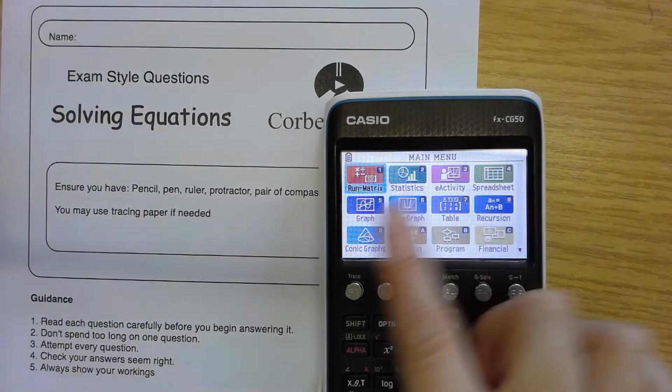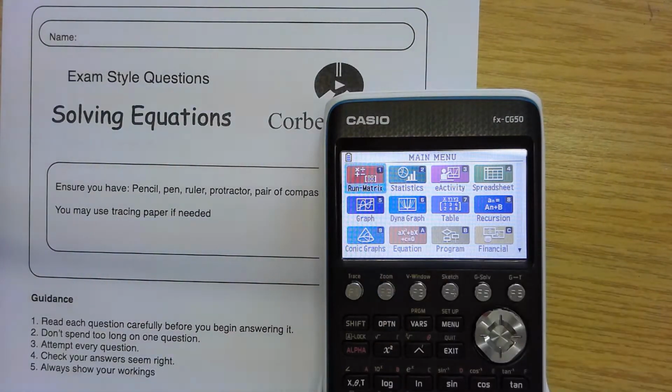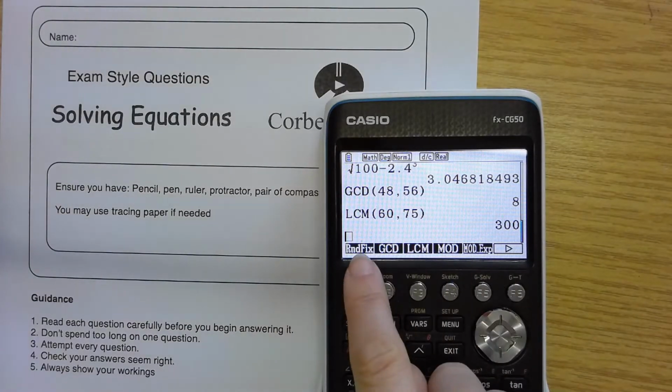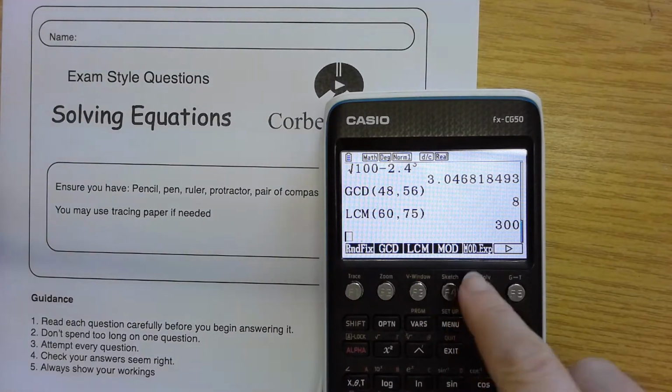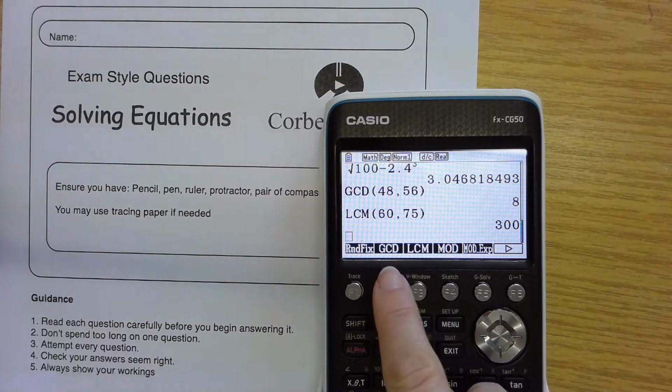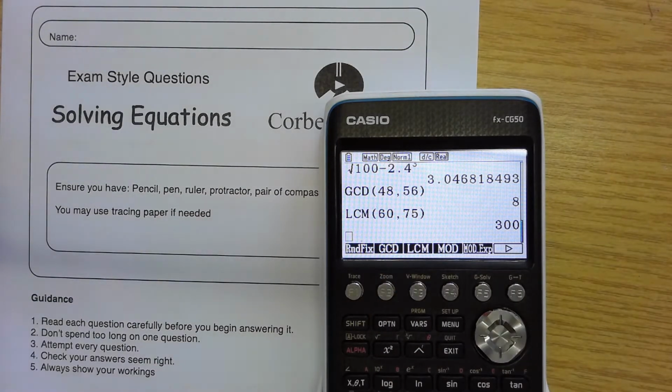once I turn it on and take it back to the menu screen, is in the Run Matrix screen, which is where you do most of your calculator work. And then I'm going to take you through another sequence of buttons. Now here, I don't have the original sequence of buttons. So I've still got on here how I did the lowest common multiple and highest common factor in my previous video I did on this.